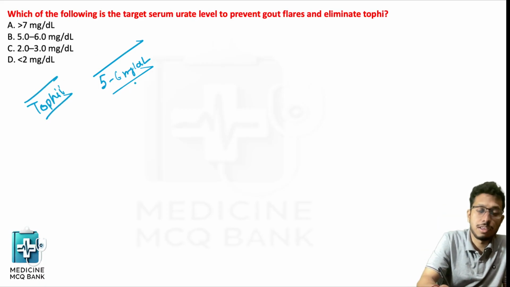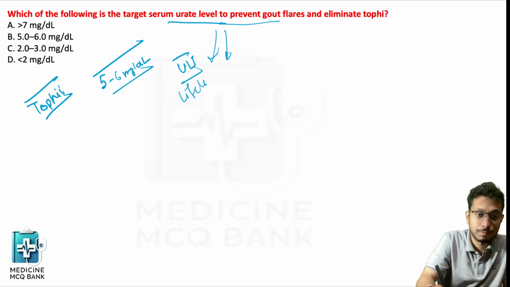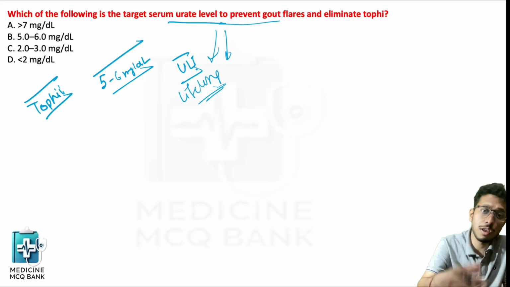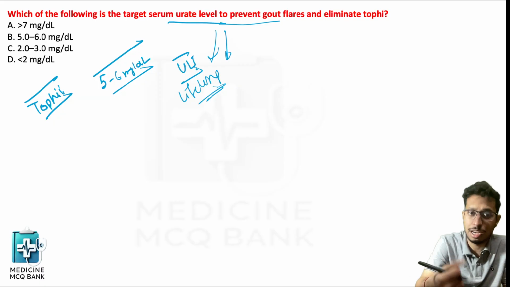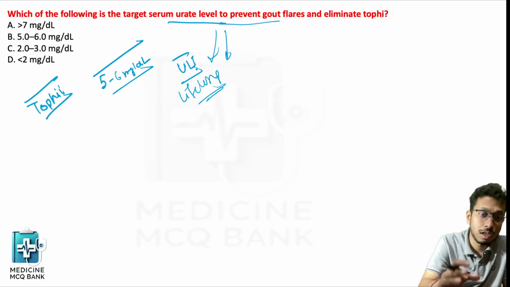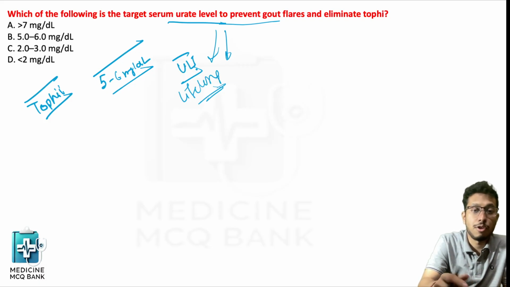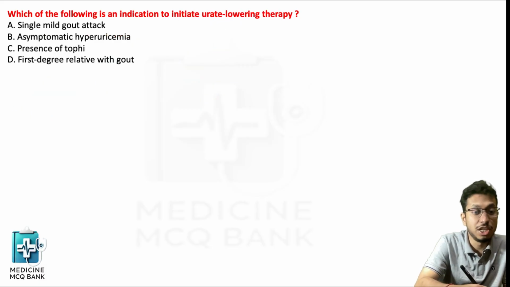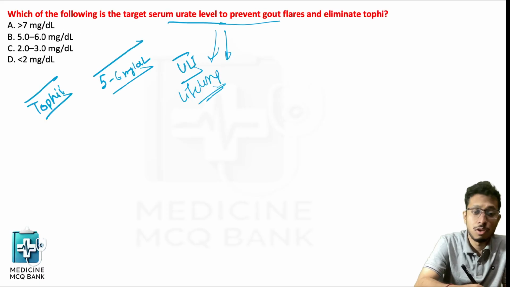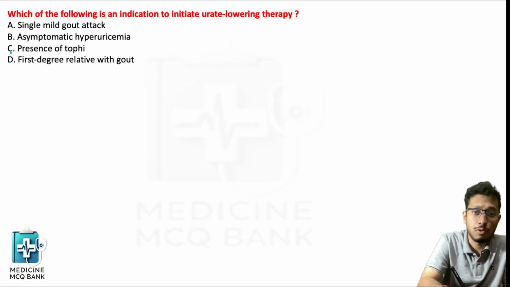So, urate lowering therapy, ULT, if given, should be given lifelong. Now, once you know the indication, what is the indication? It is chronic hyperuricemia, tophaceous changes, or when you need to prevent recurrence of gout. All of those are indications of urate lowering therapy. You need to know when to initiate urate lowering therapy. So, before that, let's solve this question and understand when to initiate. What is the indication to initiate urate lowering therapy?